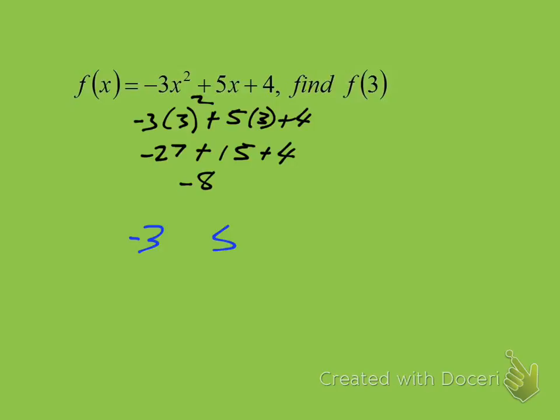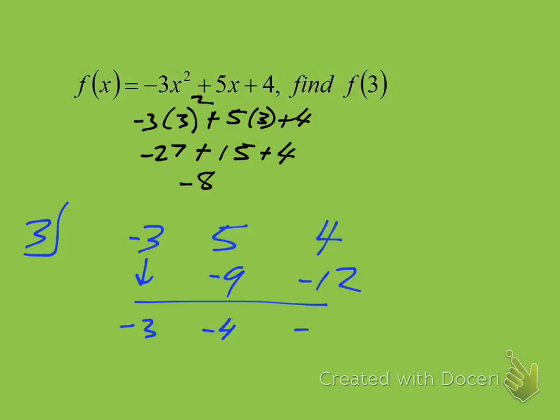Negative 3, 5, 4. Yes. Where did you get the 3 from? Why isn't it negative? That's the thing.